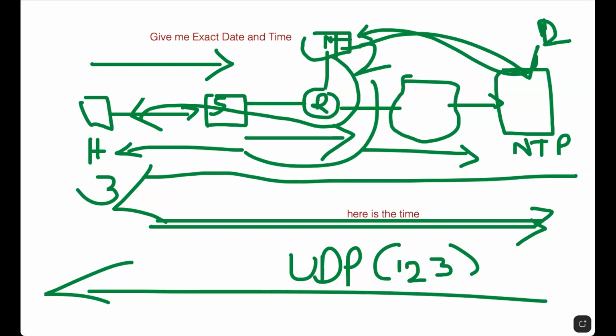Shravan, what is the NTP port number? 123. UDP. Dinesh Reddy, is NTP UDP or TCP? UDP. Okay. All right, guys, I'll stop it there.